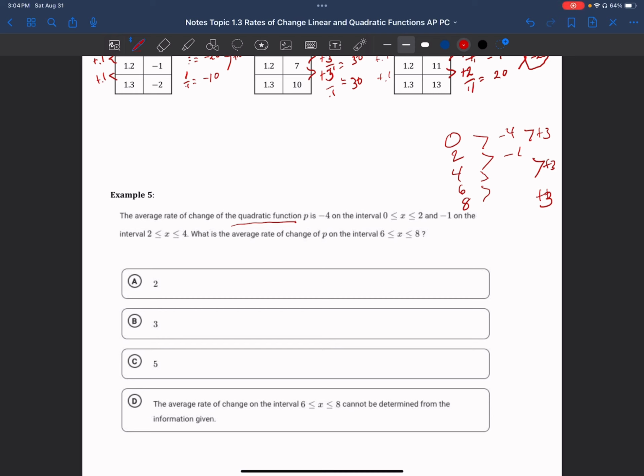So since the second one was -1, to get from this one to this one, I need to add 3. So -1 plus 3 will give me 2. And then same thing will happen on the next one. To go from this one to the next one, I need to add 3 again. So 2 plus 3 will give me 5. So C would be the correct answer based on the properties of quadratics.